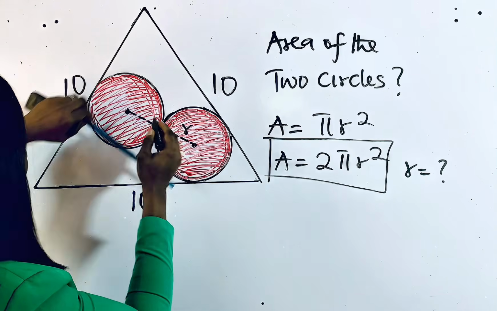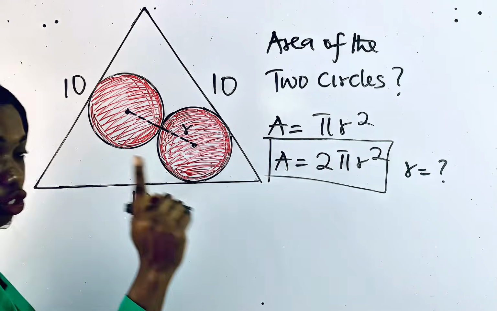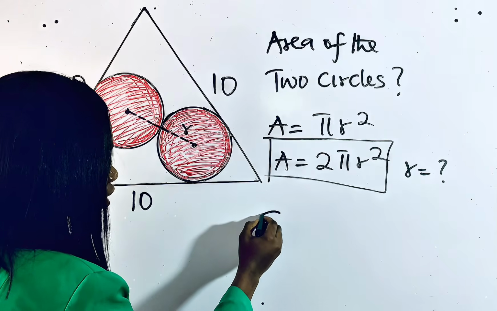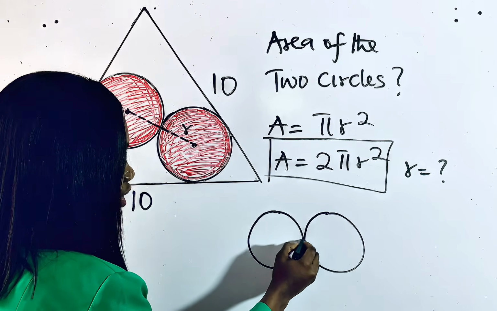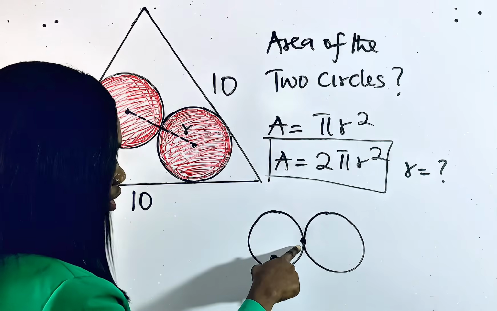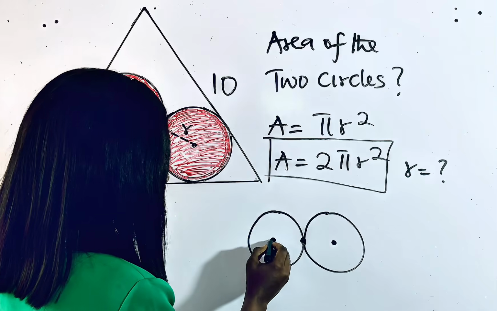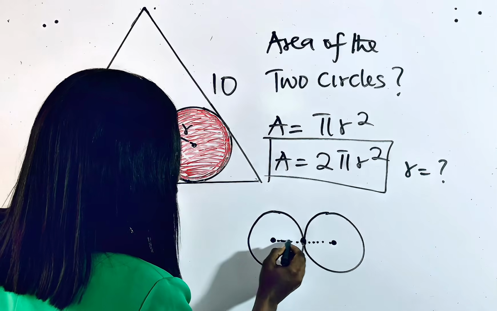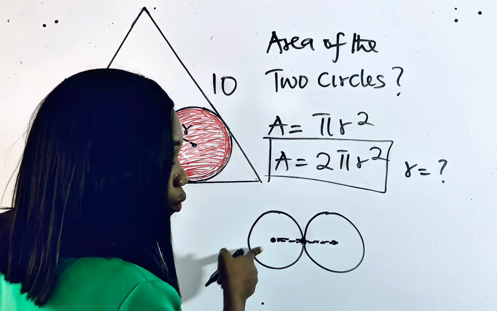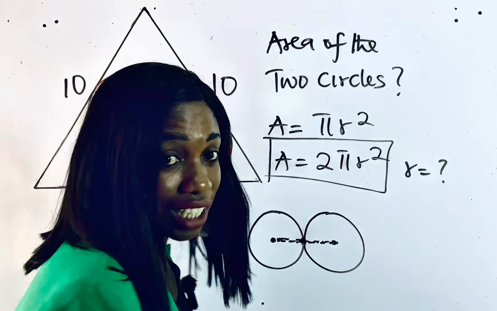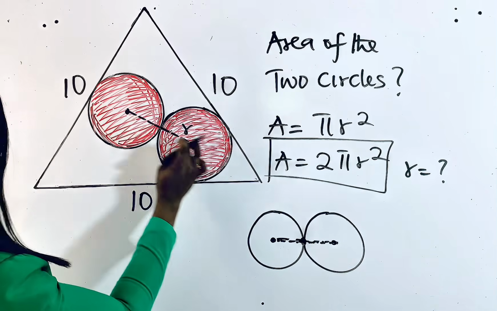Now remember that this line forms a straight line, because whenever you have two circles that are joined together, this is the point of tangency. If this is the center of this circle and this is the center of this, these 3 points are collinear. They form a straight line according to your tangency theorem. So if this is true, it means that this line is a straight line.